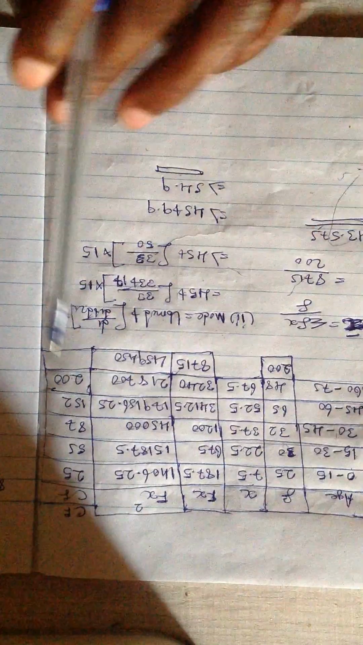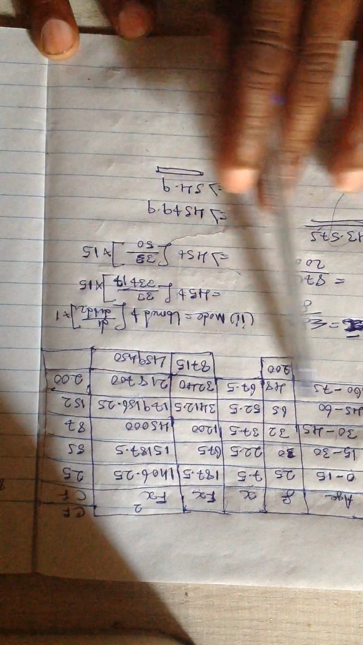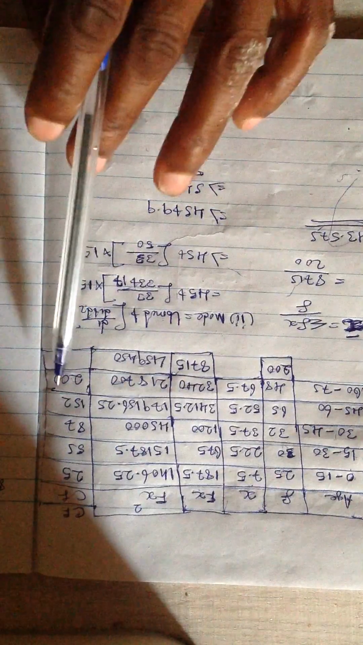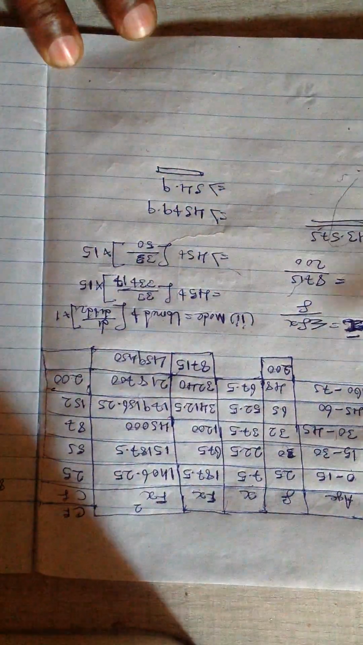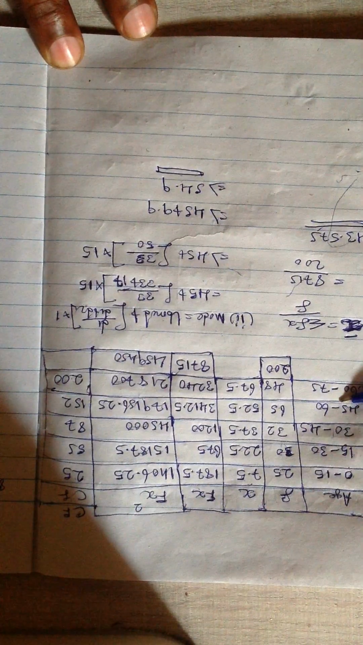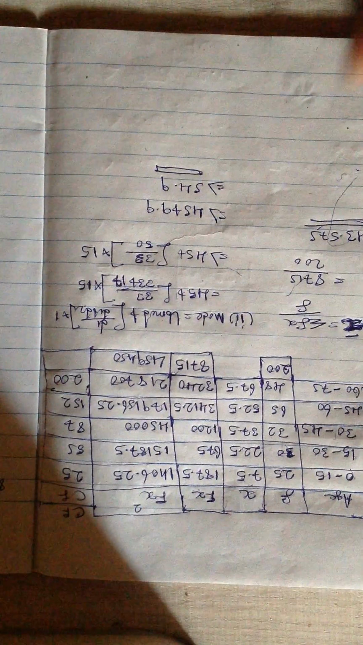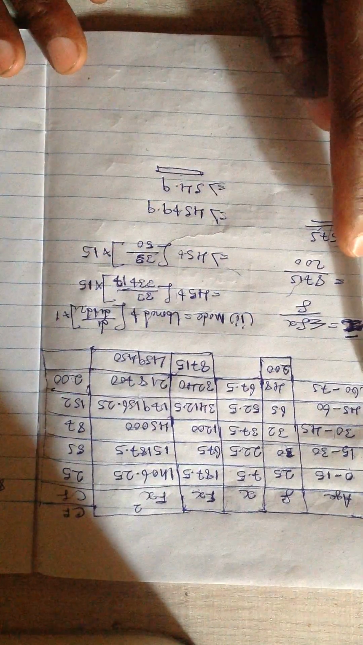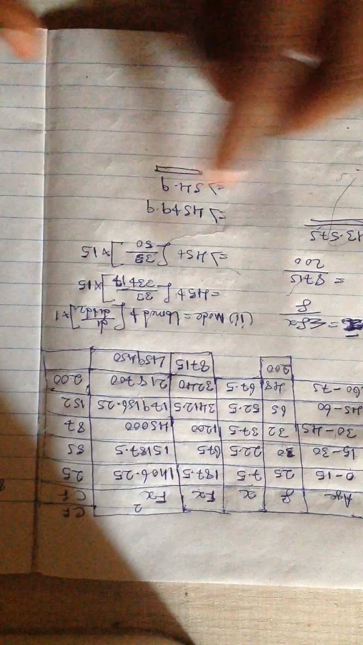So our median class falls in this row here. Our median class is from 45 to 60. That's where our median class is. So even when substituting, we are supposed to consider only the values in this row. So when we come to this part here, we proceed.